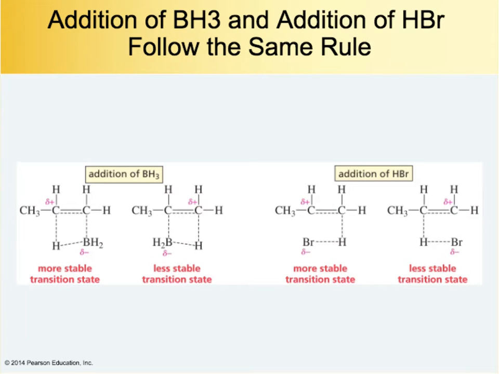Now, that's another picture of this. We talk about why it goes this way. The boron wants to be attached to the less substituted carbon so things get away from each other. Whereas in HBr, we want to have the more stable carbocation. Addition of BH3 has no carbocations. The boron wants to be attached to the less substituted carbon. Think about steric hindrance. Things want to be away from each other. Whereas here it's all about having a very stable carbocation, a different mechanism.